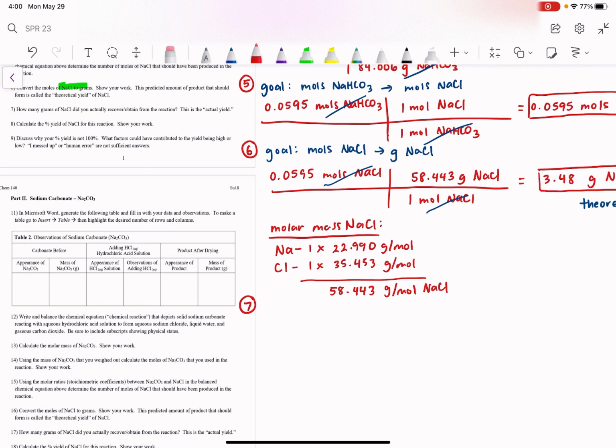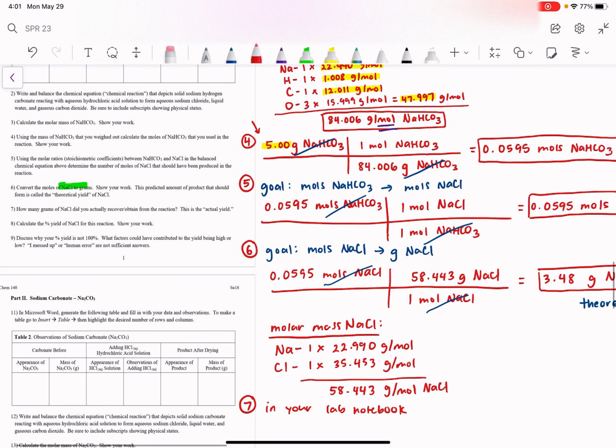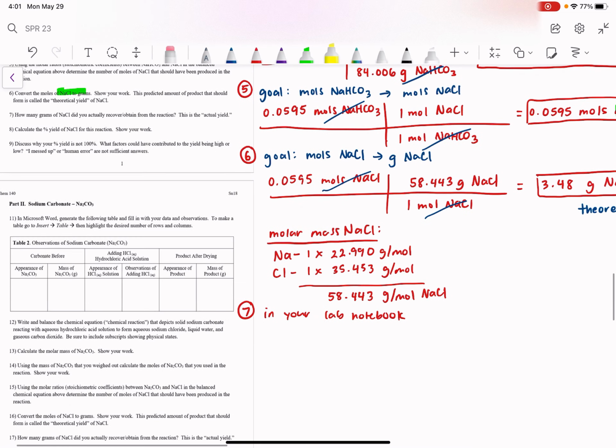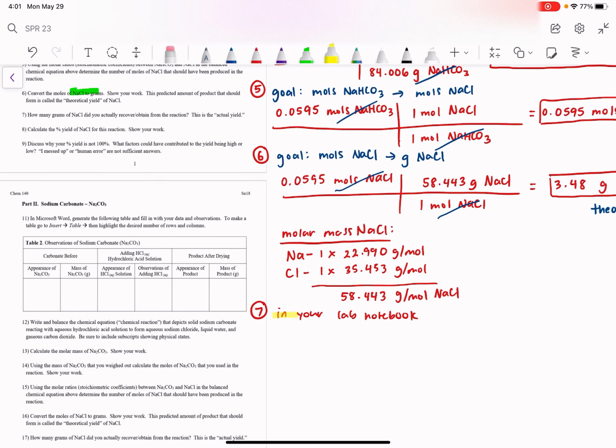All right, so let's try to figure out, though, how much did we actually make in lab? So how many grams of NaCl did you actually recover from the reaction? Now, for number 7, that's going to be in your lab notebook. And in fact, I actually want to say in your lab notebook over there, too, because, again, you're not going to have the same number there as I have. I just made that up. I don't even know if it's close to what you got. It's been too long.